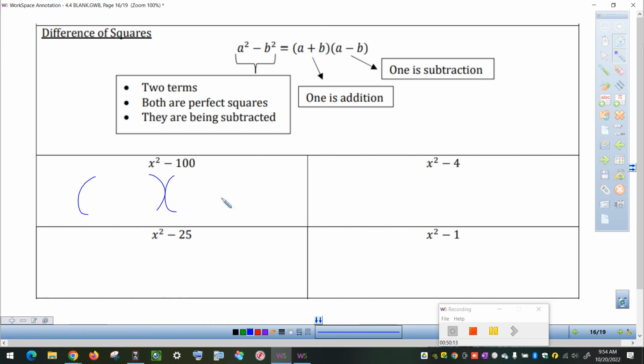So x squared minus 100. Two parentheses side by side. 1 plus, 1 minus. We're going to square root the first term, and we're going to list it first.